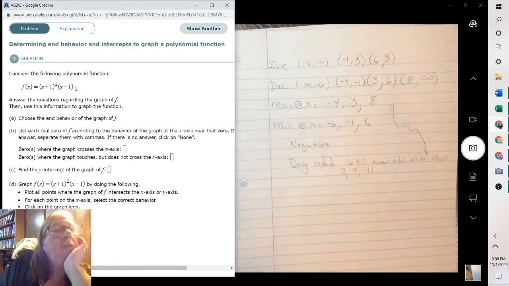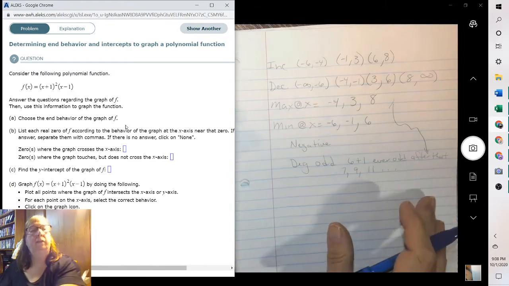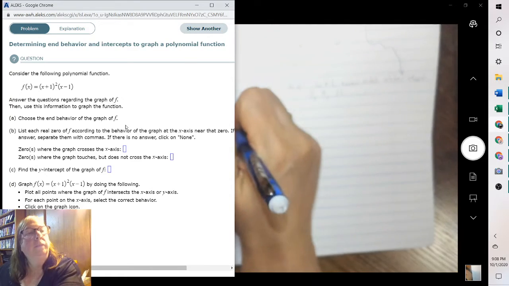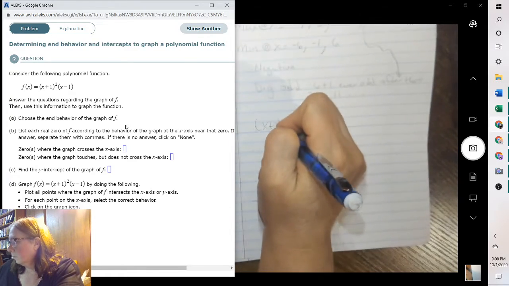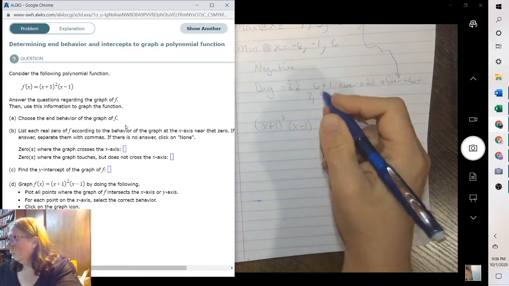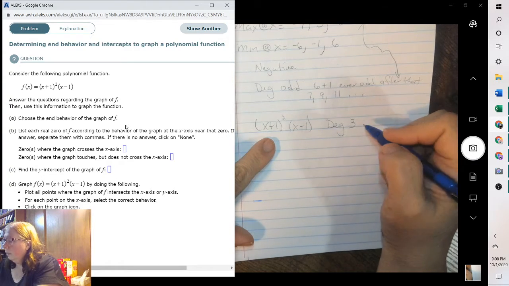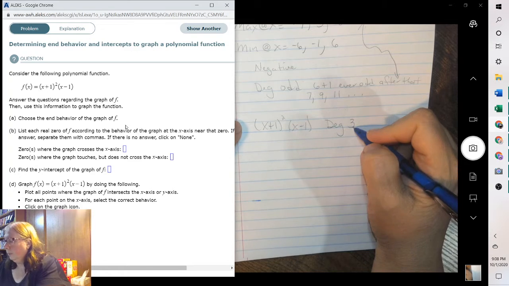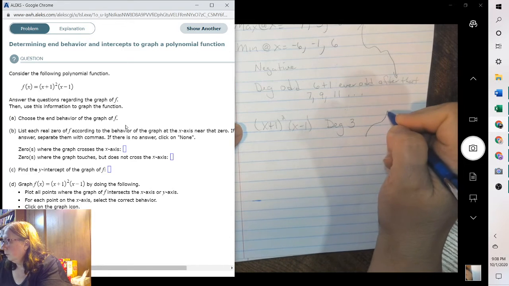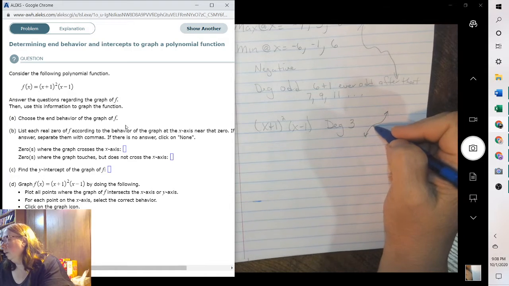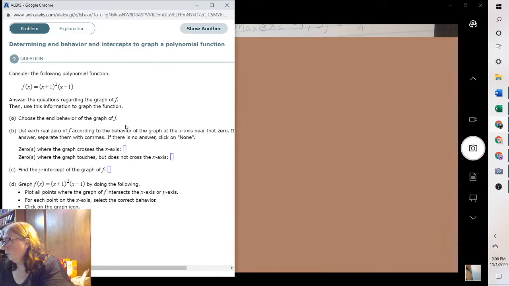So considering this polynomial, the degree is 3 because there's 2 here and 1 here. So our degree is 3. Answer the question regarding the end behavior. Okay. Well, we said the degree is 3 because this 2 and this 1 makes it 3, which means it looks like a snake. The leading term is positive, so it's going like this. So to the left, it's going down, and to the right, it's rising.